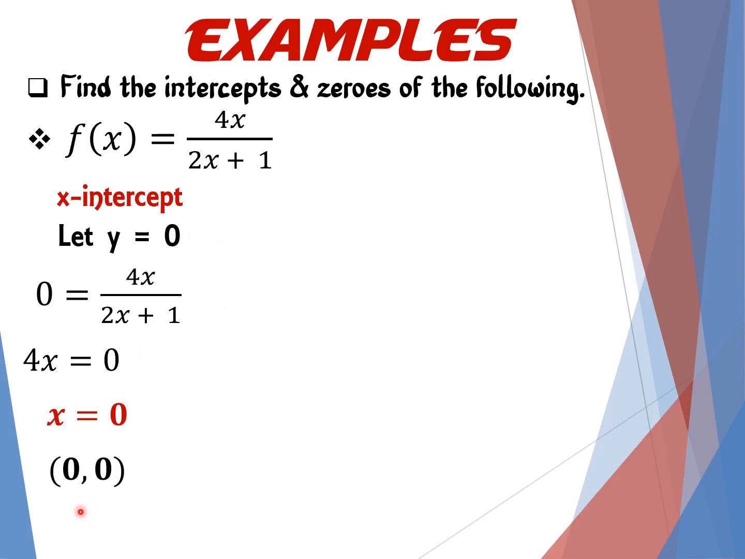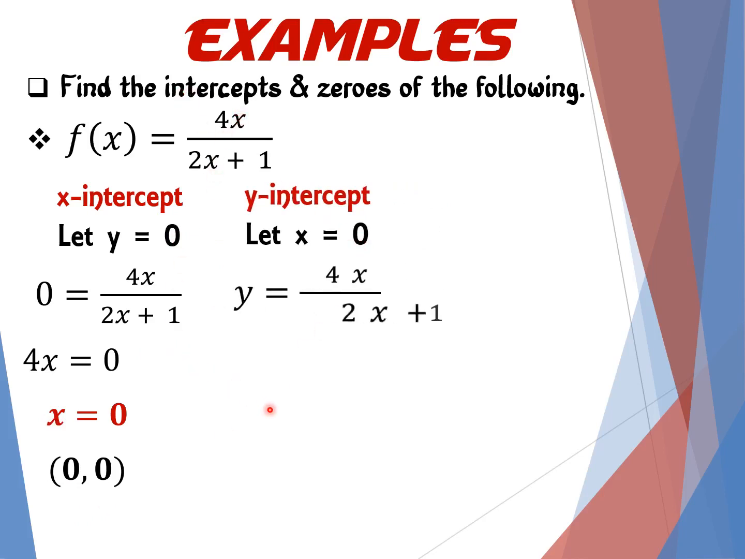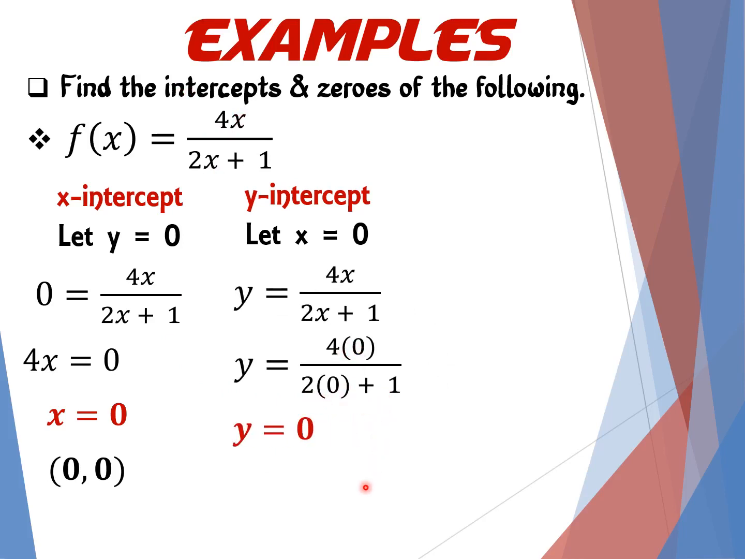Now, for the y-intercept, we will now let the value of x be equal to 0. So we replace x by 0. We will have 4 times 0 is 0, and here we have 0 plus 1, so that is 0 divided by 1. Therefore, the y-intercept is also 0, and the coordinates is also 0, 0.